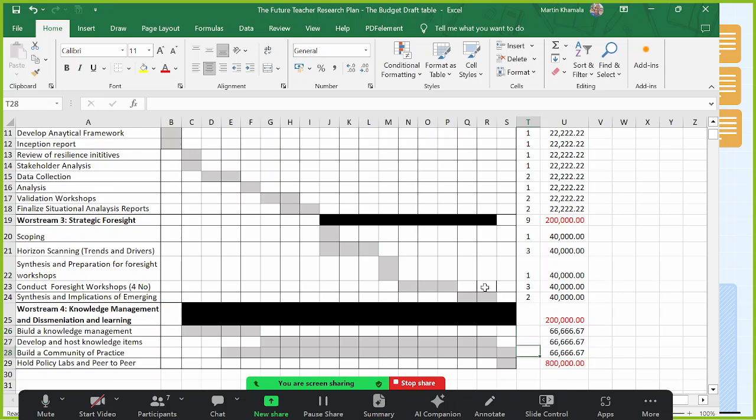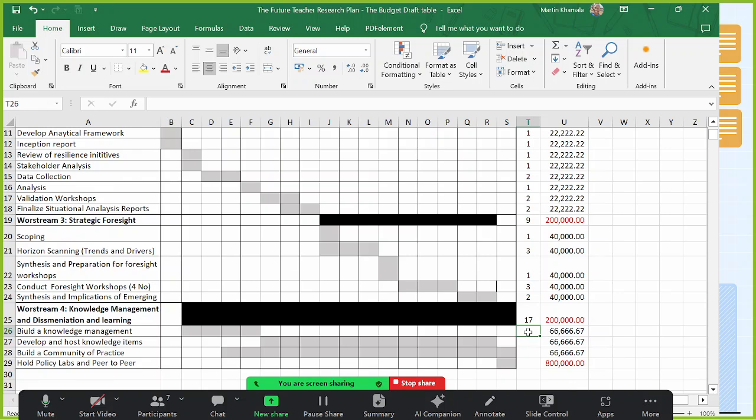Then we have work stream 4, knowledge management and dissemination learning. This is very long. It's running for 17 months. I'm not so clear what knowledge management is, but dissemination and learning will happen at the end, like 3 months towards the end, I think. Knowledge management maybe is what's happening earlier.